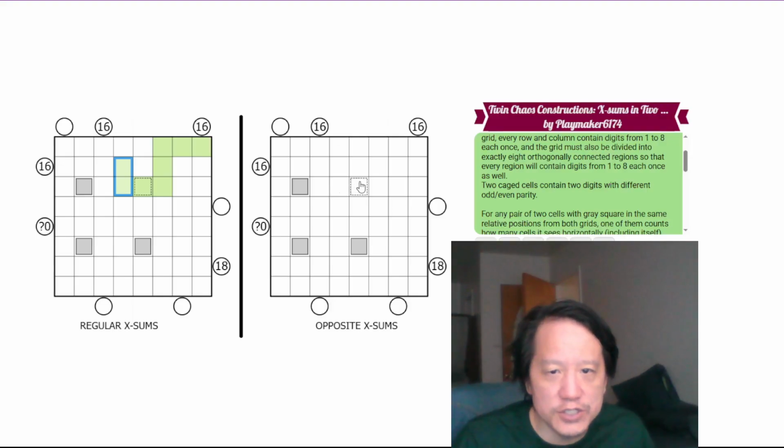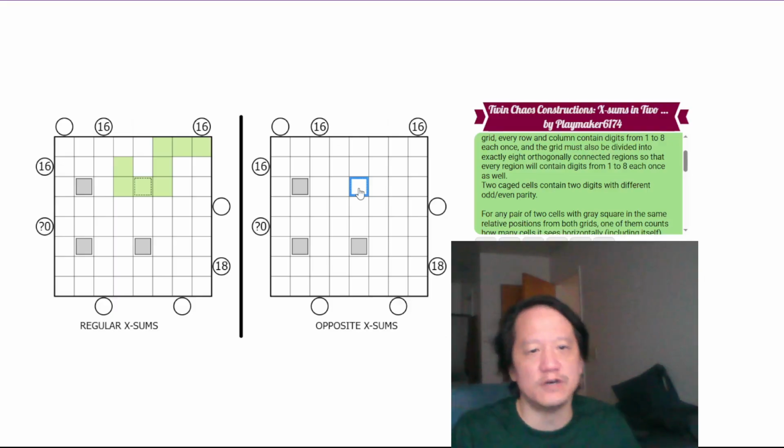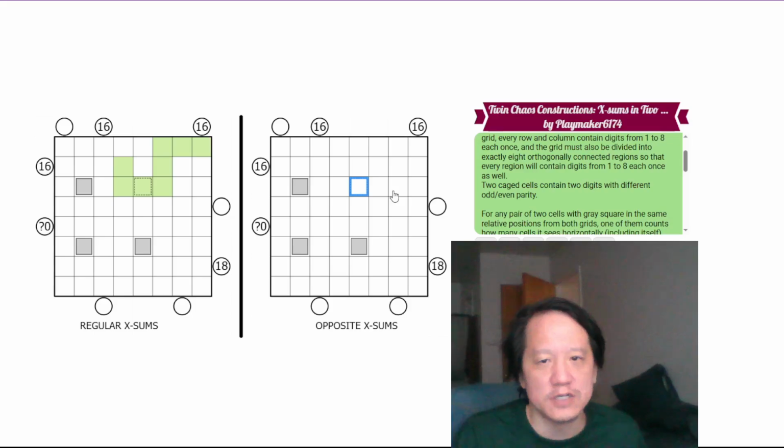Two caged cells contain two digits with different odd and even parities. So these two cells have to have digits of opposite parities. One of these is going to be odd, the other one is going to be even. So that's another rule.